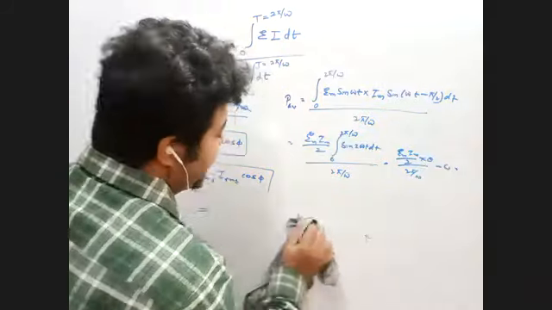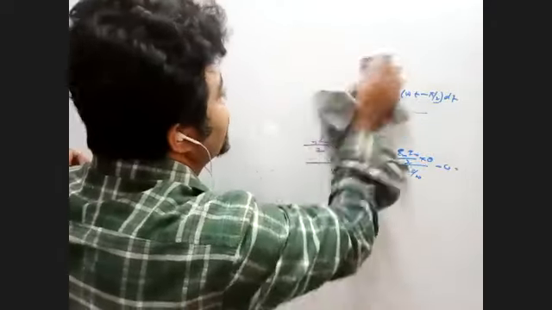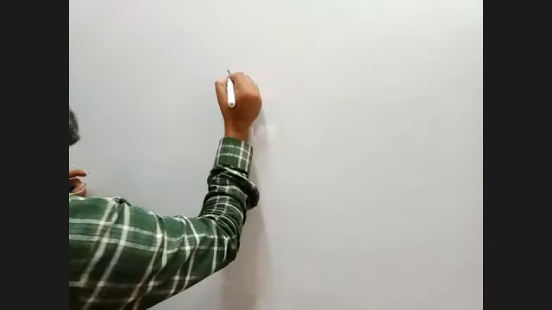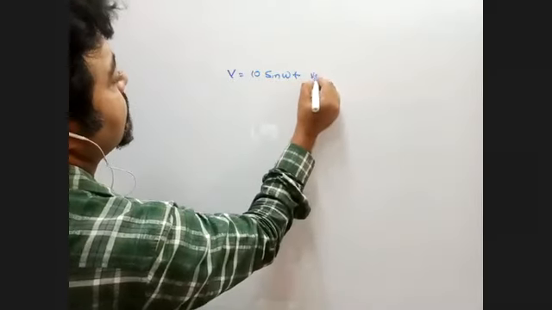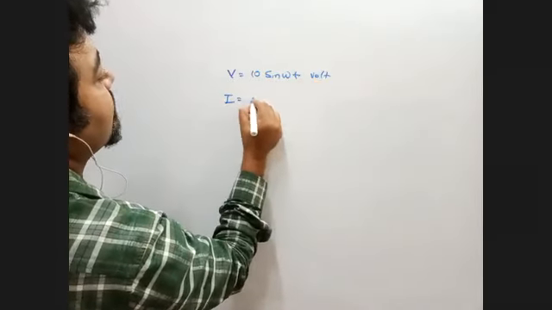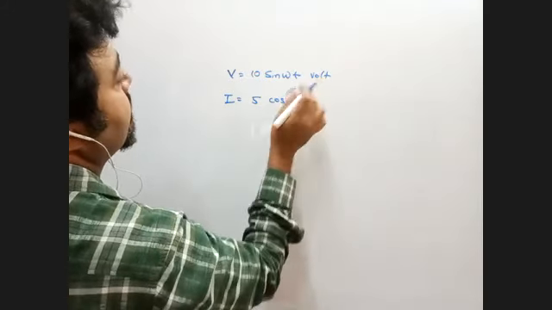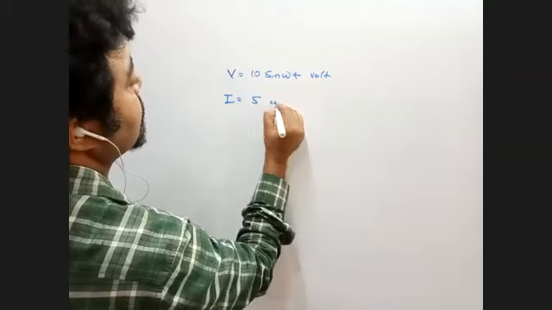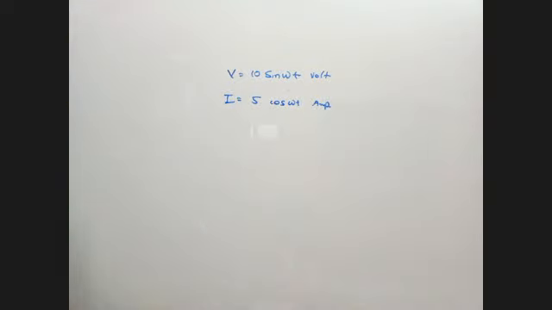After this, see, the examiner is very tricky. He will not tell you all this. With all the questions covered, you can find the average power consumption. The examiner will give you V equals 10 sin omega t volt, I equals 5 cos omega t ampere. What is the value of the average power consumption?